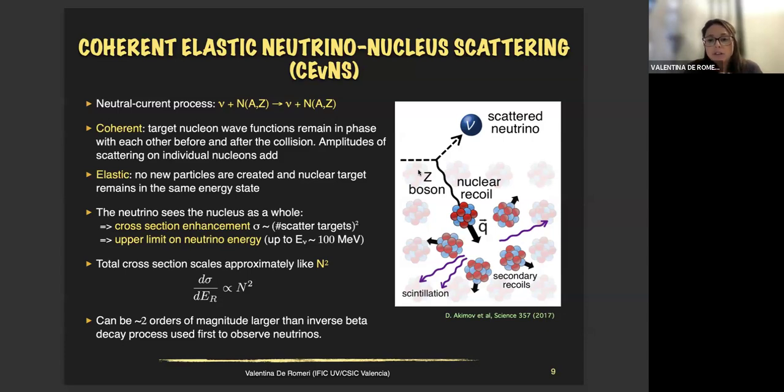In this process, the neutrino sees the nucleus as a whole, as a single particle, and this leads to a typical enhancement of the CEvNS cross-section, which eventually turns out to scale approximately with the number of neutrons squared. So the CEvNS cross-section can be quite large, for instance, a couple of orders of magnitude larger than the inverse beta decay one, which was first used to observe neutrinos.